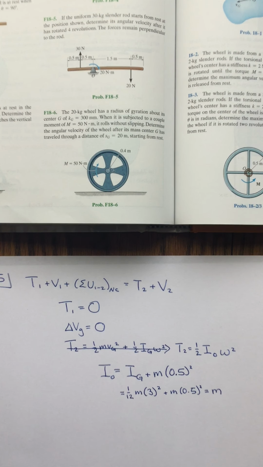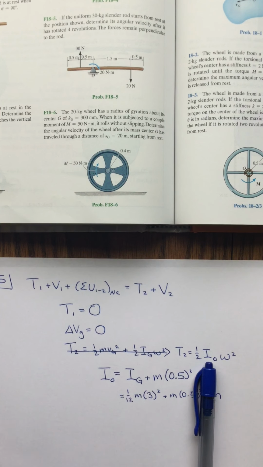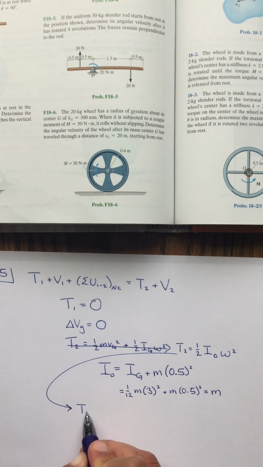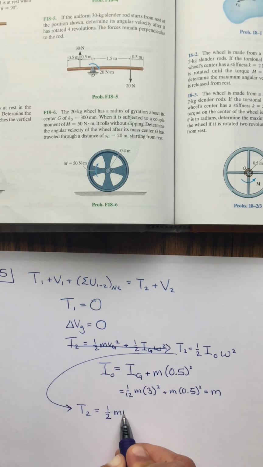Okay, now I needed the moment of inertia in order to find the kinetic energy in event 2. So T2 is equal to 1/2 times the moment of inertia times omega squared. But remember that the units are different there because that's for the moment of inertia. Okay, so then I also have to find the work done by forces other than gravity.